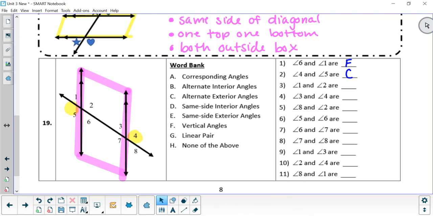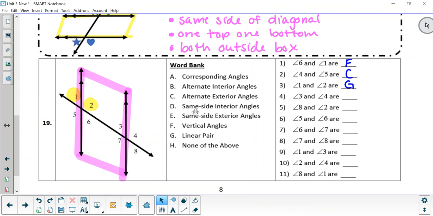Number 3 is asking for 1 and 2, so there's angle 1, angle 2. The one's inside my box, one's outside, but they're in the same section, so they can't be corresponding. 1 and 2, they're not across from each other, but they are right next to each other. And again, this is from last unit. When they're right next to each other, they are my linear pair, my supplementary angles.